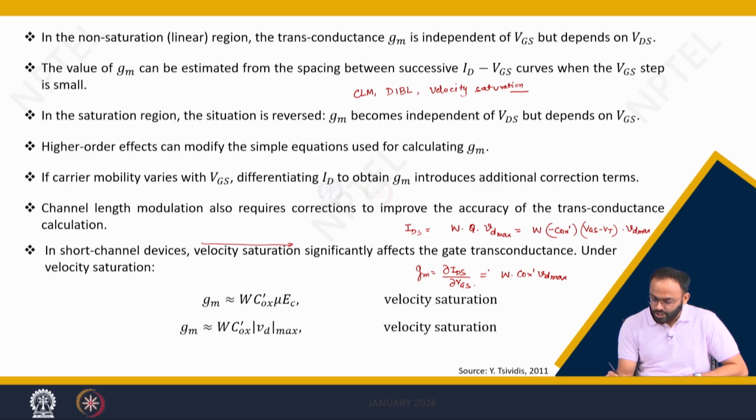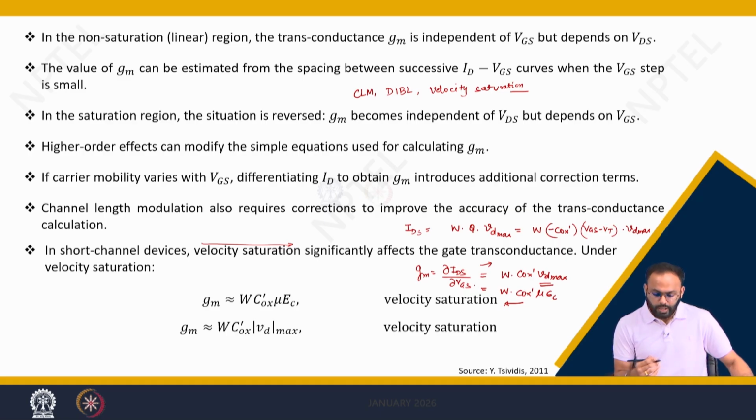So, gm is now changed. gm is no longer dependent on VGS minus VT. Because of velocity saturation, it depends upon the saturation velocity of the carrier. This can be simply rewritten as Cox dash into mu into EC, where EC is a critical electric field. That is what we have already discussed when we were discussing velocity saturation.